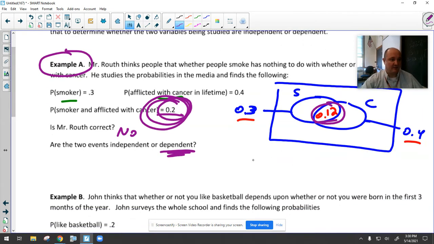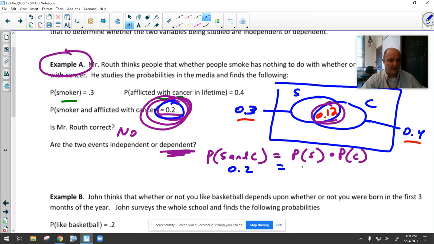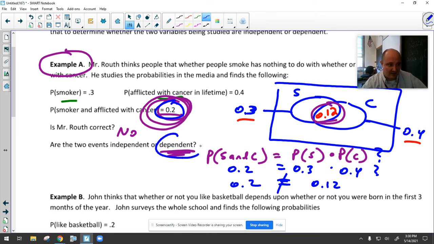Put another way, without doing the Venn diagram, the question is this: is the probability that somebody is a smoker and has cancer the same as the probability that somebody is a smoker times the probability that somebody has cancer? This right here is the 0.2. This, the probability that somebody is a smoker, the probability that somebody has cancer. And this is a question. I'm not saying these things are equal. I'm asking the question, are they equal? Well, over here, you can see you get the 0.12. Over here, you get the 0.2. They are not equal. And when things are not equal, they're dependent.